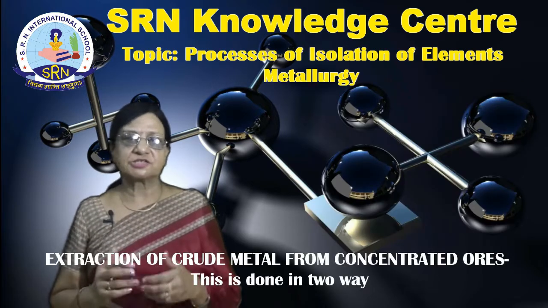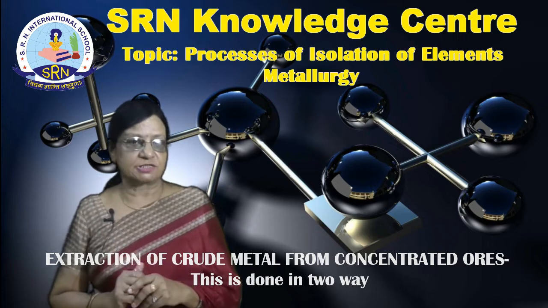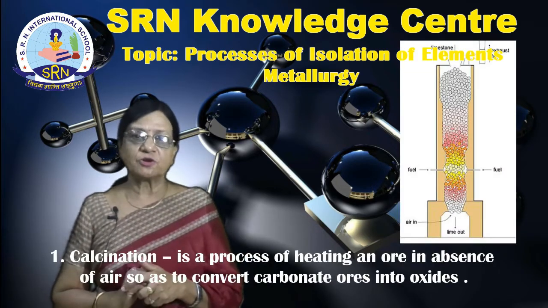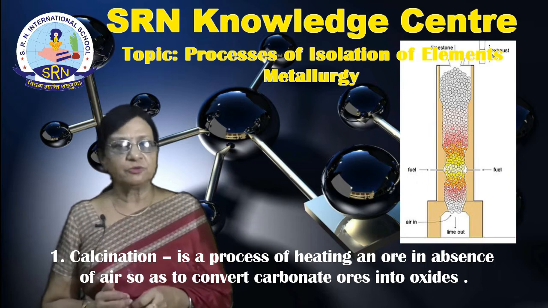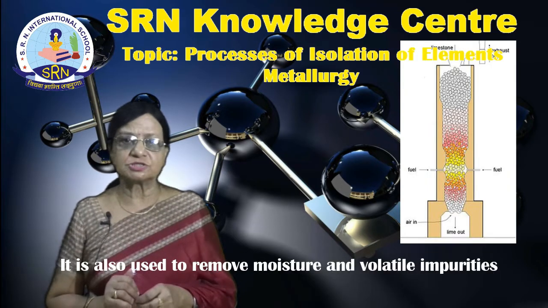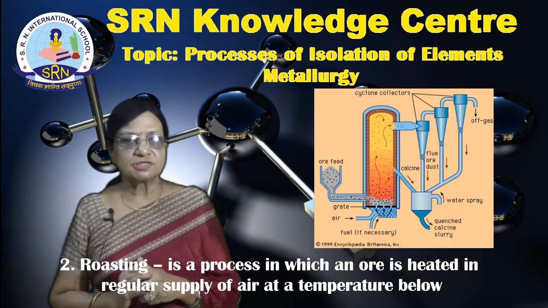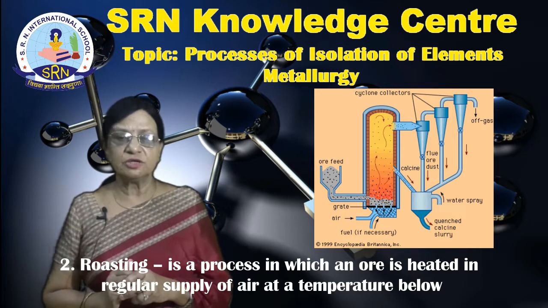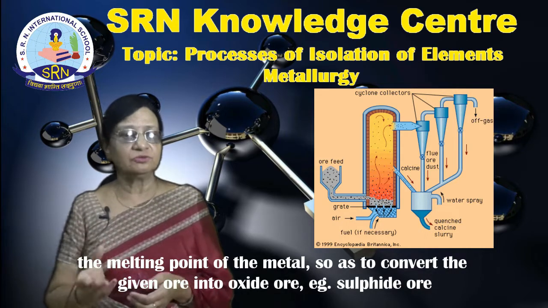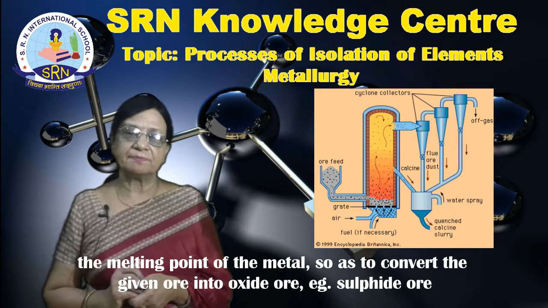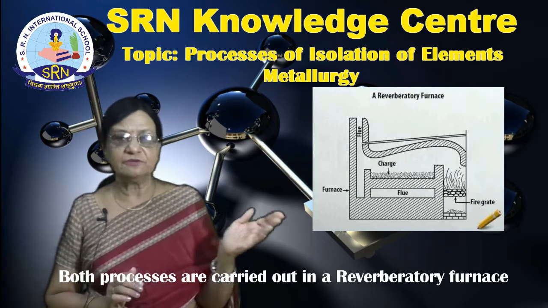The next step is extraction of crude metal from the concentrated ores. This is done in two ways: calcination, which is a process of heating an ore in absence of air so that it converts carbonate ores into oxides. It is also used to remove moisture and volatile impurities. Second is roasting. It is a process in which an ore is heated in regular supply of air at a temperature below the melting point of the metal so as to convert the given ore into oxide ore, for example, sulphide ores. Both processes are carried out in a reverberatory furnace.